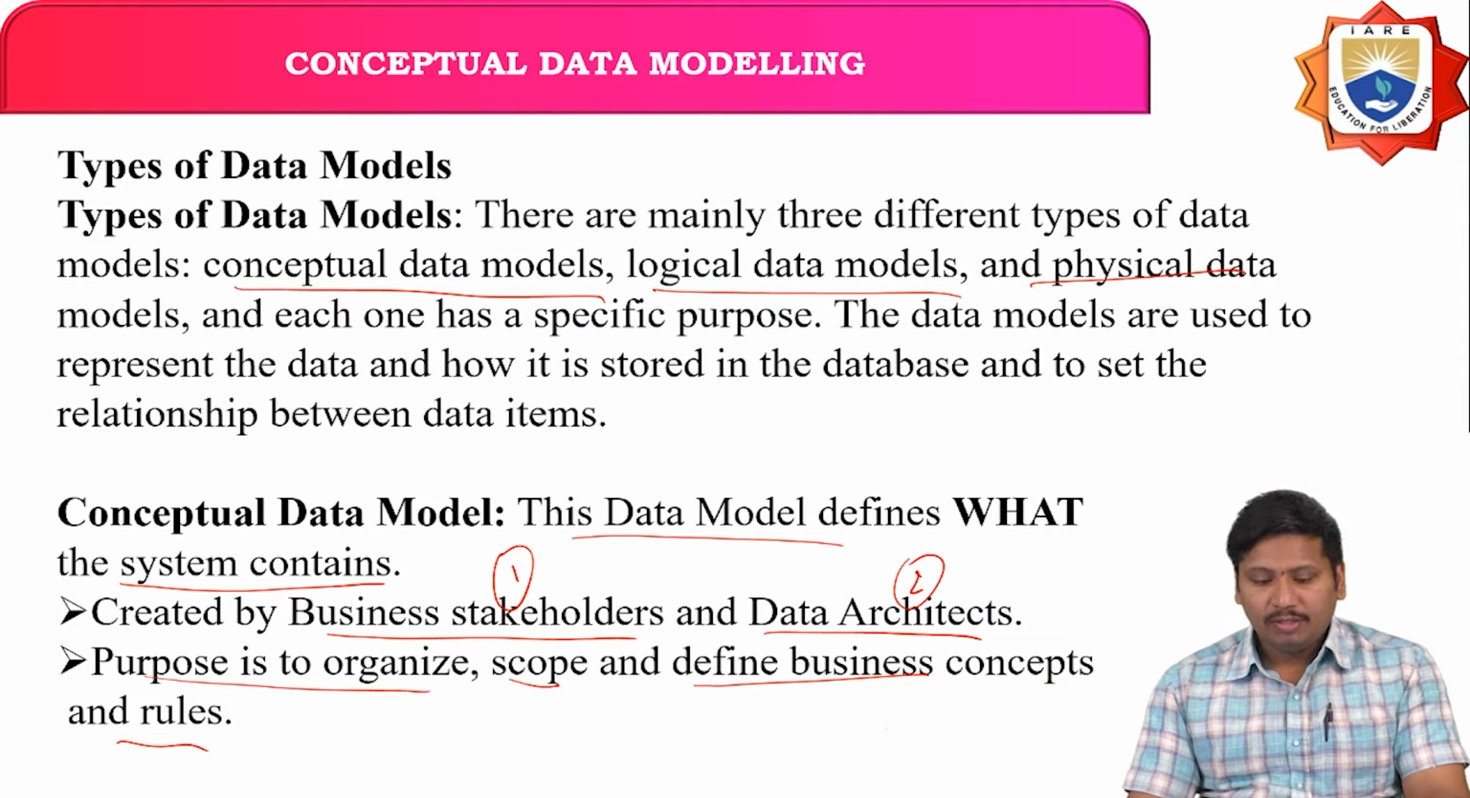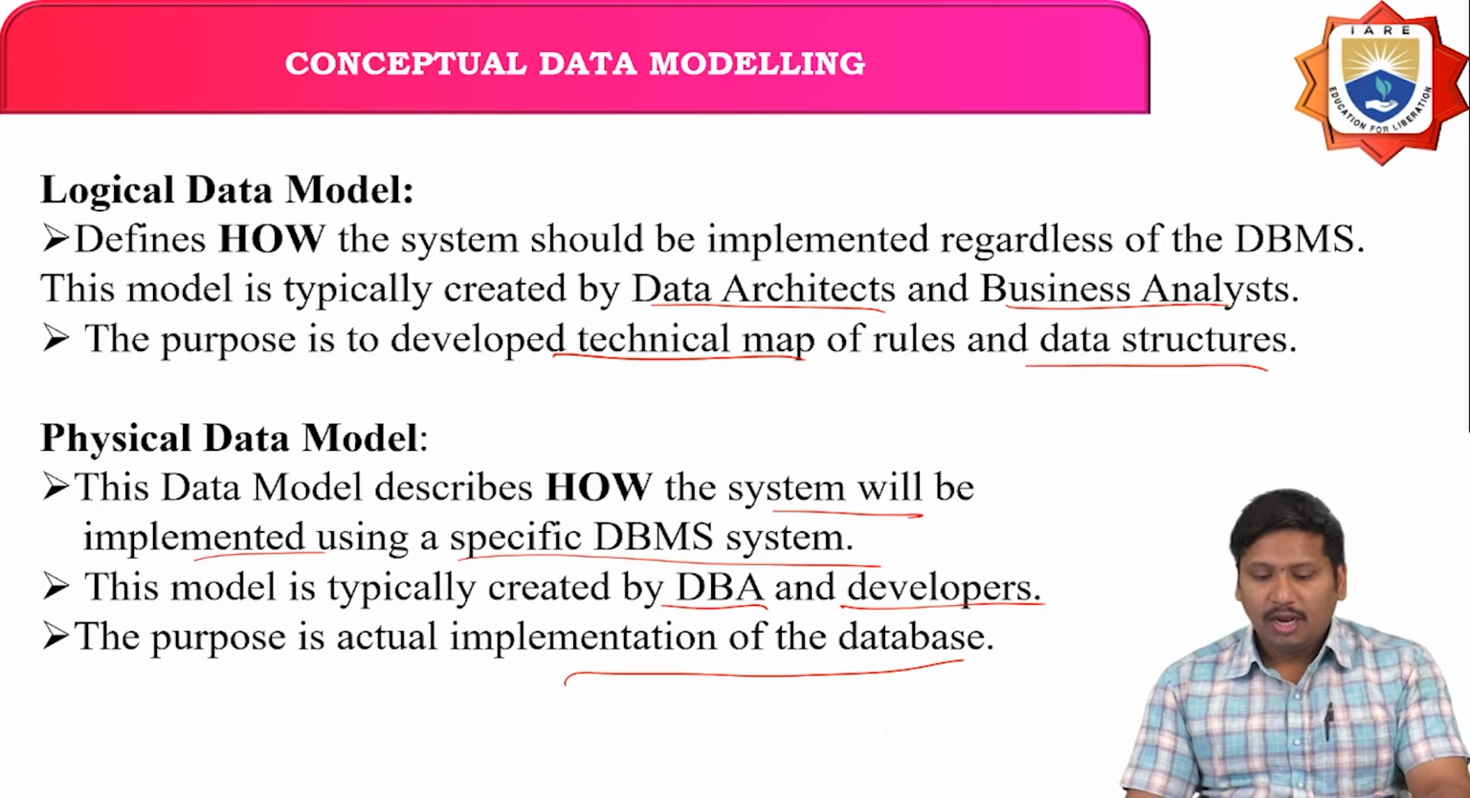So the previous one was the conceptual data model. This one defines what the system contains, and it is created by business stakeholders and architects, and the purpose is organizing scope and defining the basic business concepts. The second one is the logical data model, which defines how the system is going to be implemented without considering the DBMS. If we consider the DBMS, that is the physical data model. The logical data model is created by data architects and business analysts, whereas the physical model is created by database administrators and developers.